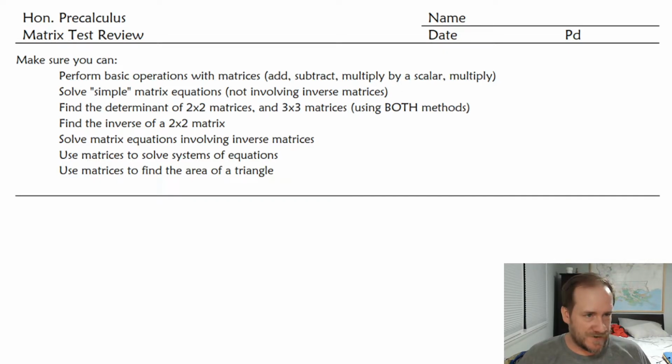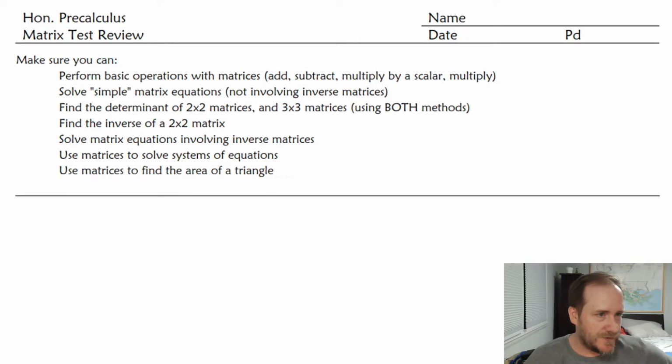Here's your list of objectives. I think this is pretty representative. It says perform the basic operations. Yeah, you definitely got to do that. That's a pretty big chunk. Solve simple matrix equations. Yeah, true. Determinant of a 2x2. You're going to need to do that. Determinant of a 3x3 using both methods. I don't remember if you have to do both. One or the other might be good enough, but you better study both just in case.